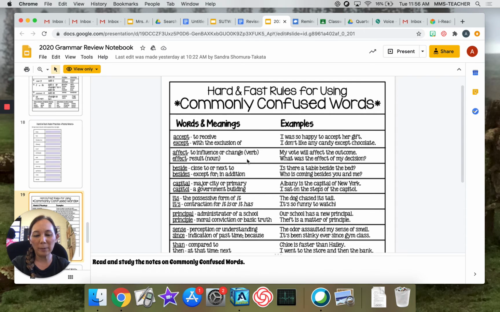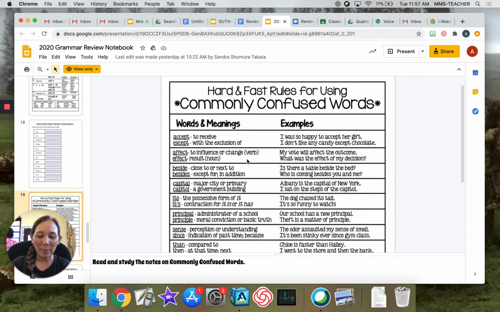one word that people get confused with when they spell is accept and except. It kind of sounds the same, so people spell either or, and they don't know which one is which. So accept, A-C-C-E-P-T, is to receive, and the way you would use it in a sentence is, I was so happy to accept her gift, to receive her gift. And the word that people get confused with is except, with the exclusion of. So the example of that word in the sentence would be, I don't like any candy except chocolate.